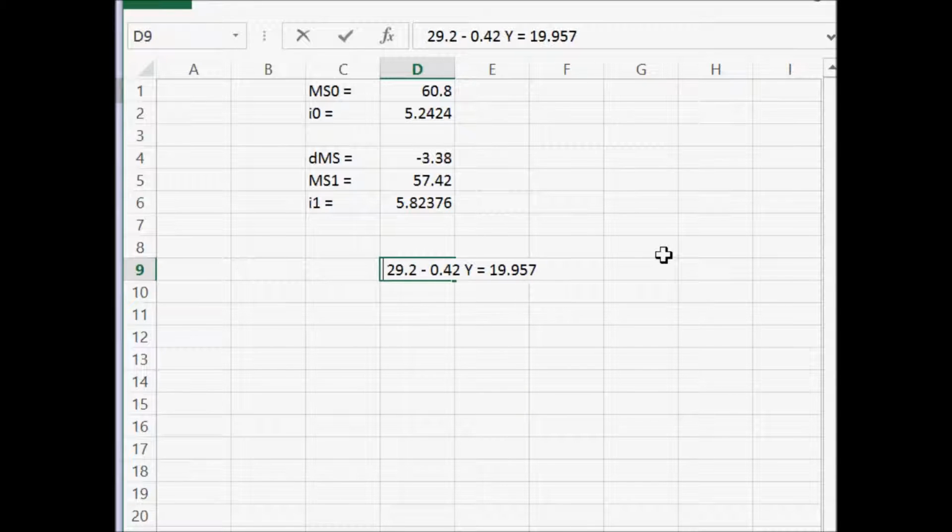And then I'm going to get rid of that equal sign. This is what the short-run aggregate supply is equal to. And this right here is the aggregate demand curve. I'm going to solve that for Y.